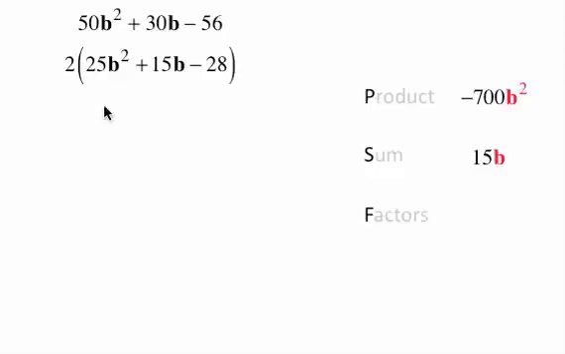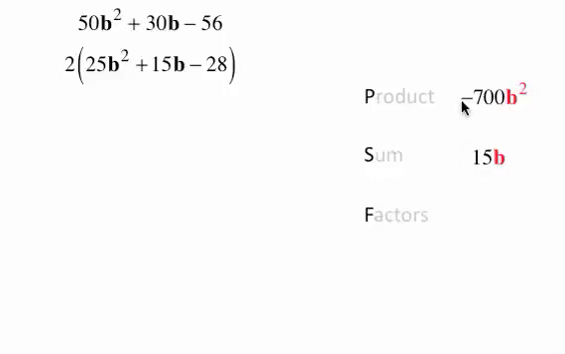Now, I know that 25 times 28 is 700, and they're 3 apart. If I look at like 10 times 70, well, that's 60 apart, right? And 10 is quite a bit smaller than 25. So if I look at 20, 20 times 35 is 700. Notice the difference between them is 15.